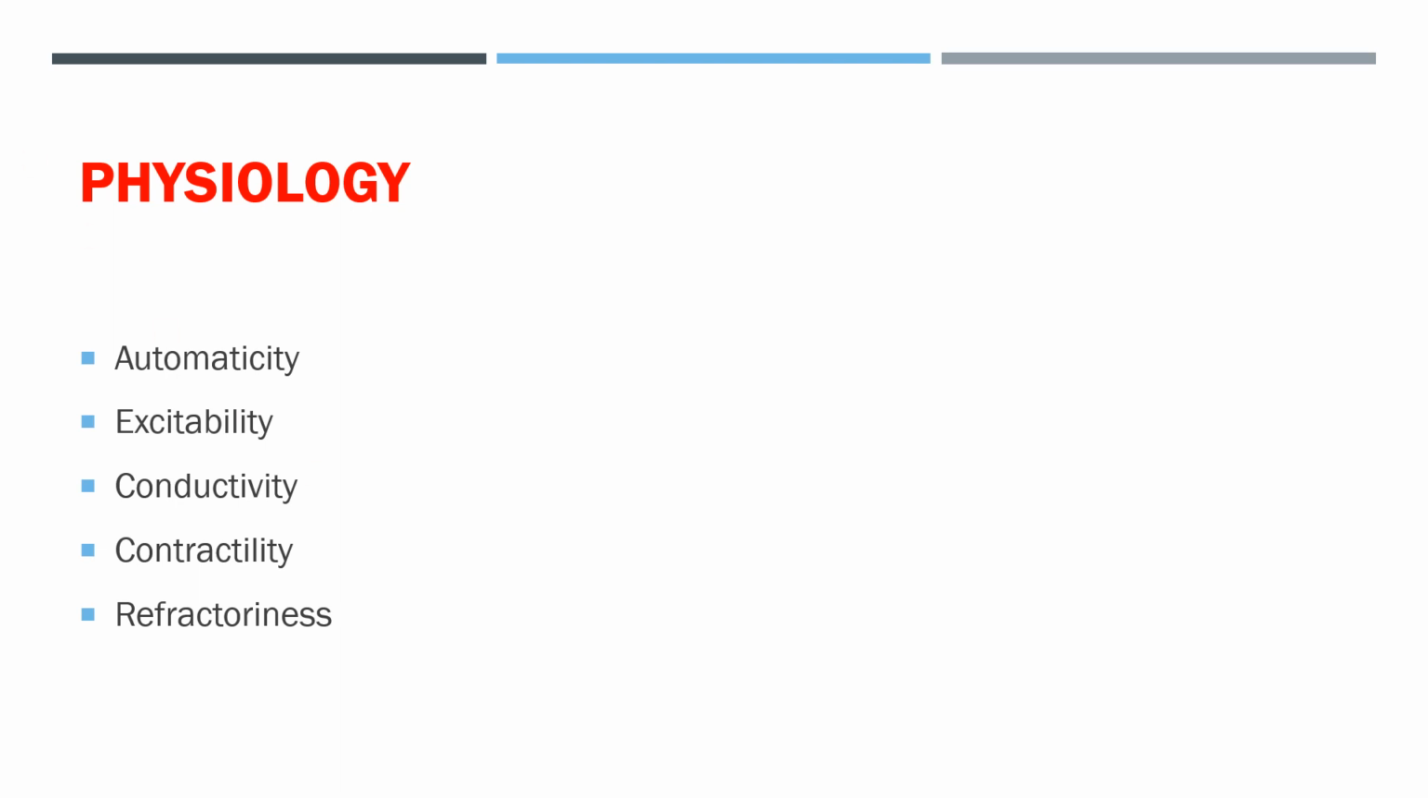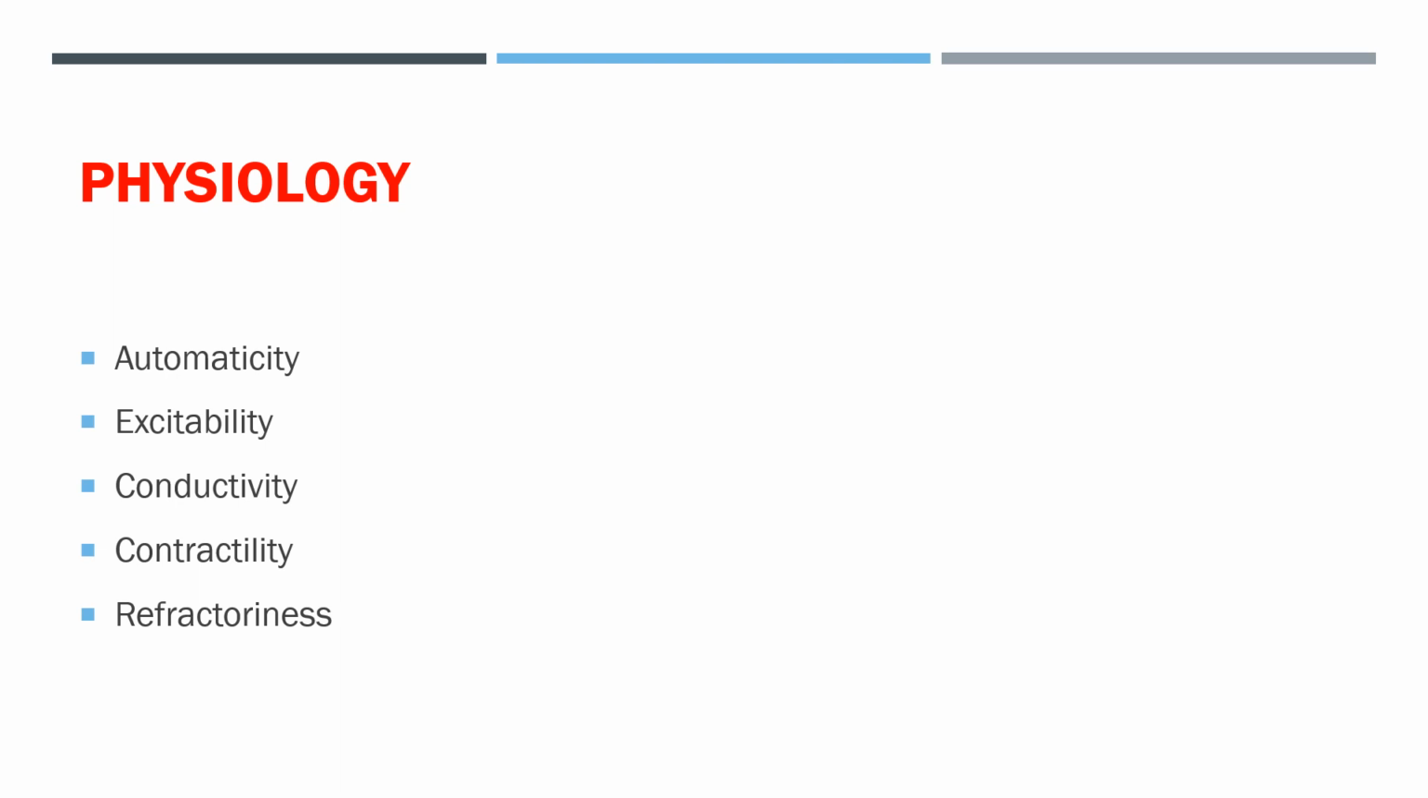Next, let's see about the physiology of the heart. Cardiac muscles have 5 characteristics. First is automaticity, that is the ability to initiate an impulse. That is also known as chronotropic effect, chronotropism. If the muscle is able to initiate an impulse, that is known as chronotropism.